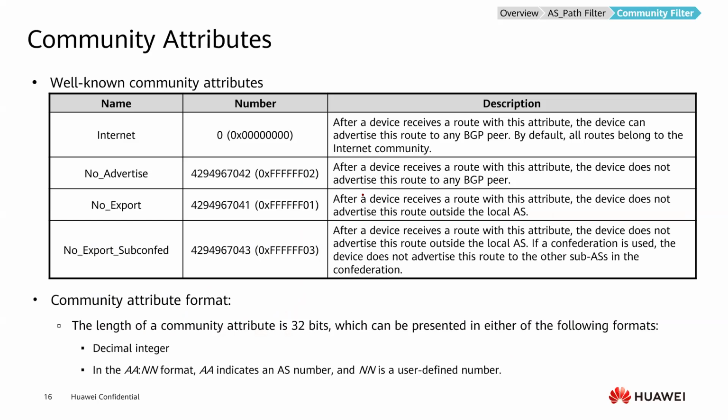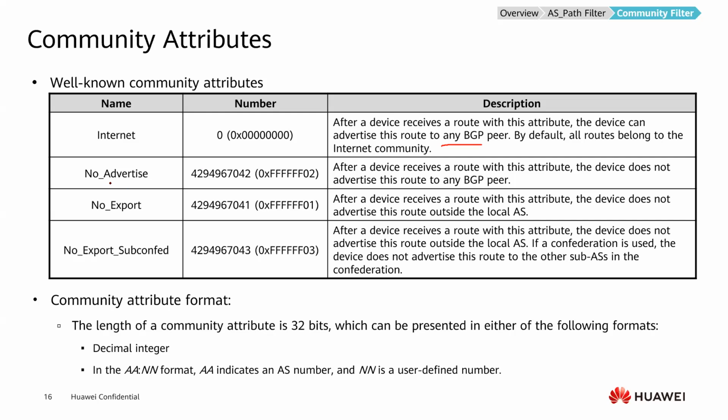So what are the well-known community attributes? I think all of you will be familiar with these four types. The first is internet. Internet is the default. For internet, that means the device can advertise this route to any BGP peer. And by default, all of the routes belong to this community.